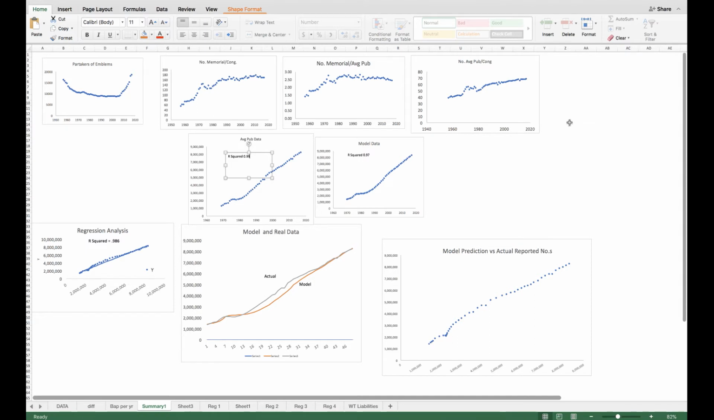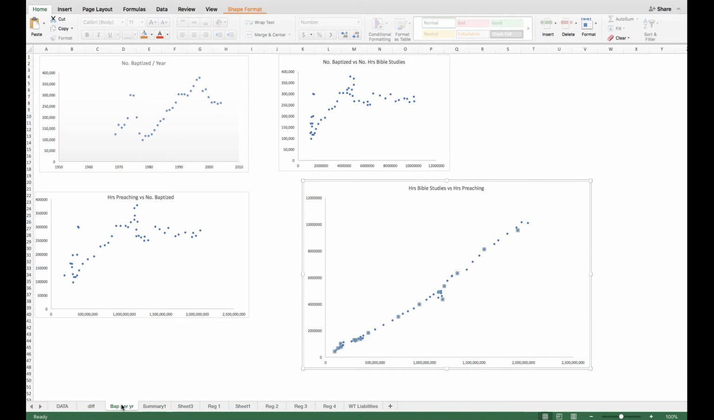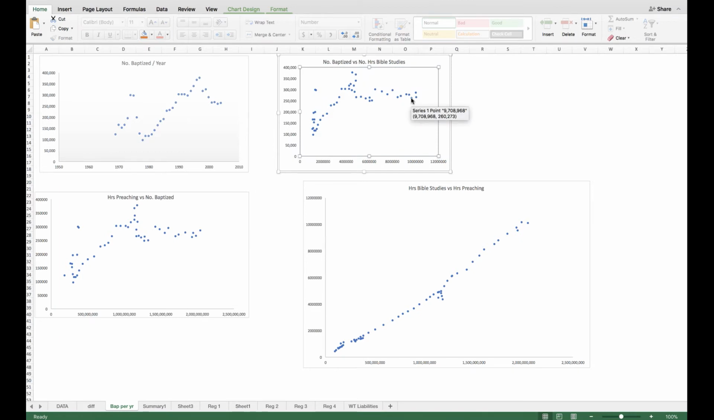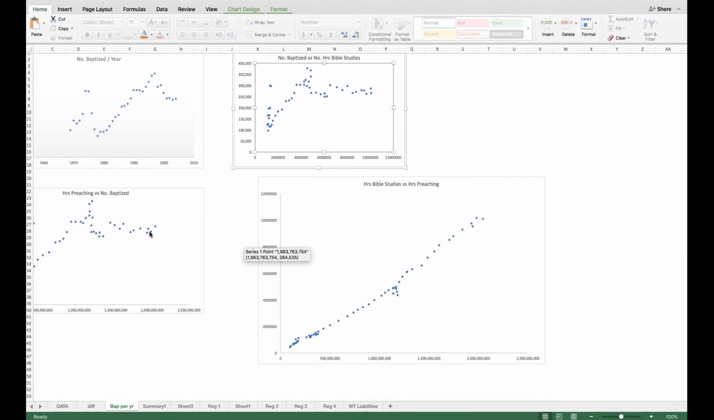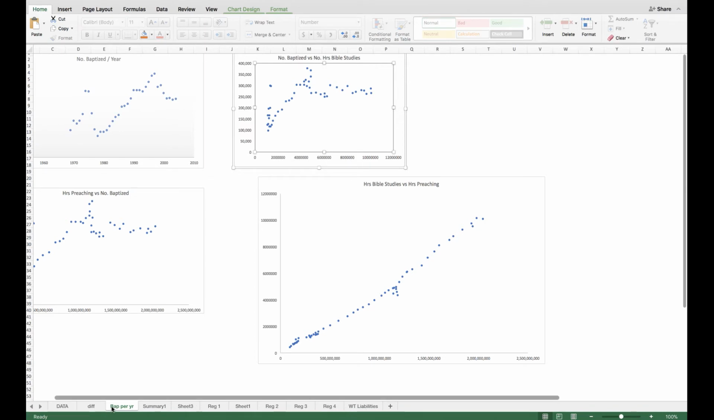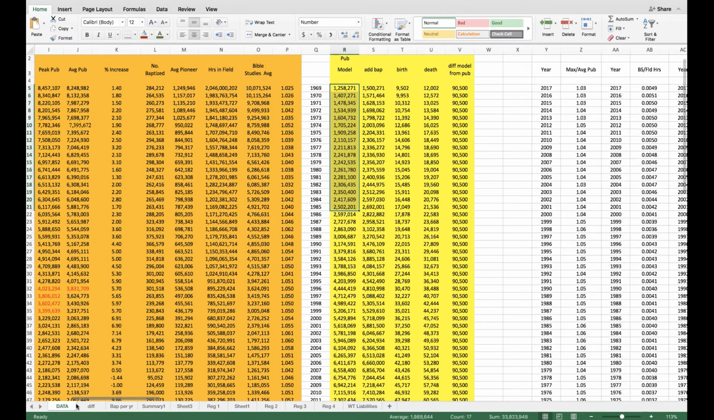The number of baptisms per year are flattening out and are somewhere in the neighborhood of 260,000 a year. I don't even have to, with my model, I could just add 260, and it would give me a good prediction from about 1997 on. So anyway, the fact that I'm able to model it so closely makes this data suspect.